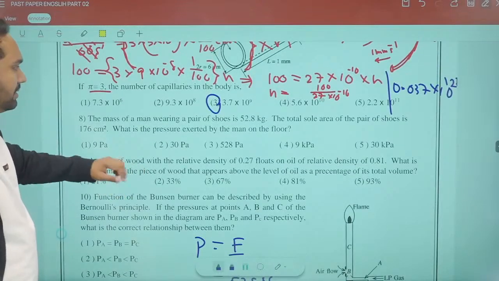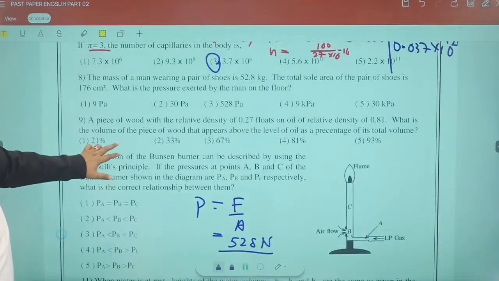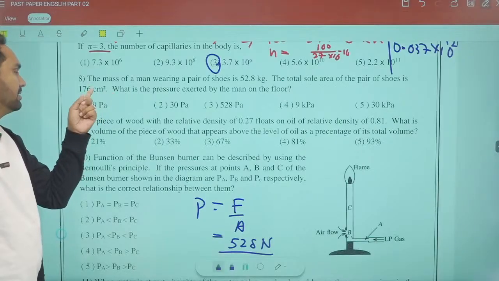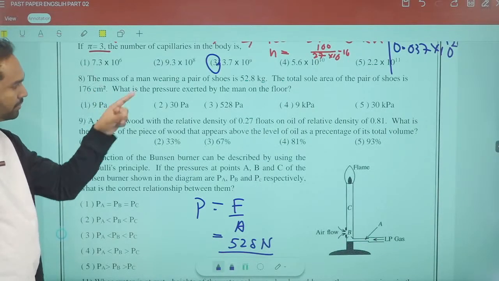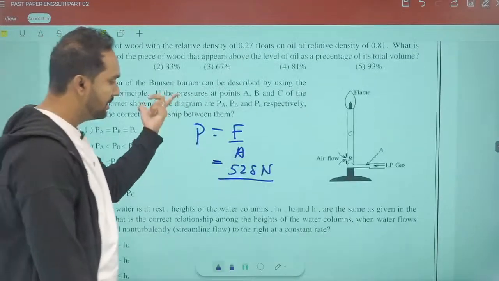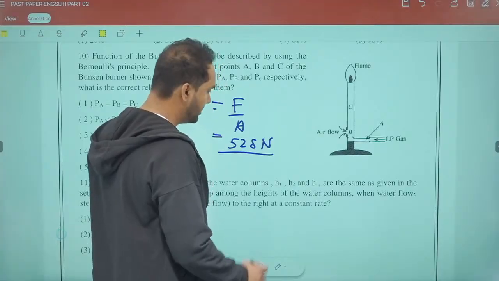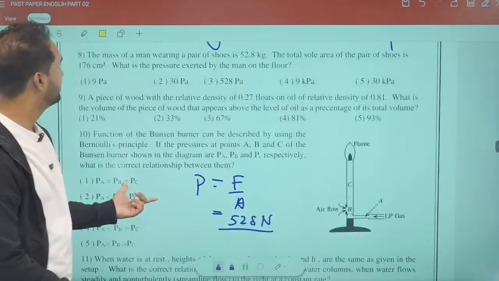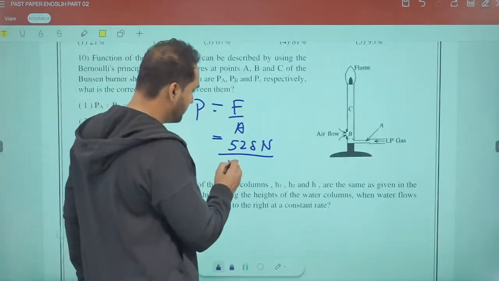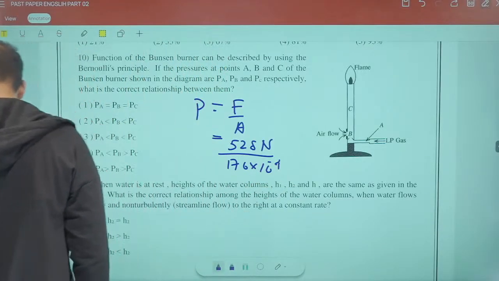And area is 176 square centimeters, but we have to take it in square meters. To convert centimeters into meters you divide by 100. You have to do it twice to convert to square meters. That is 10 to the power minus 2 into 10 to the power minus 2, that is 10 to the power minus 4. So the area is 176 into 10 to the power minus 4. This is the total area.